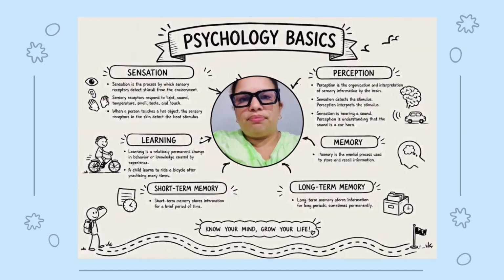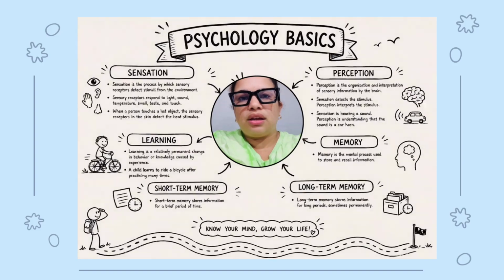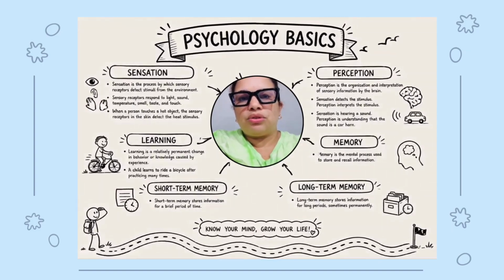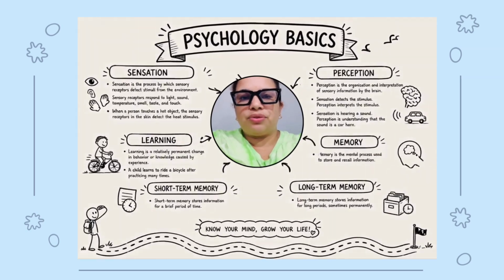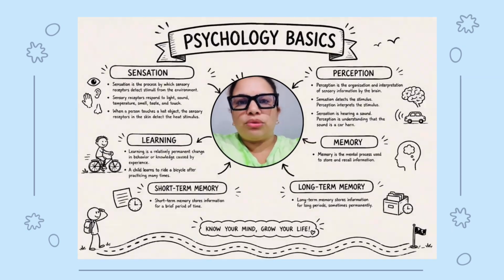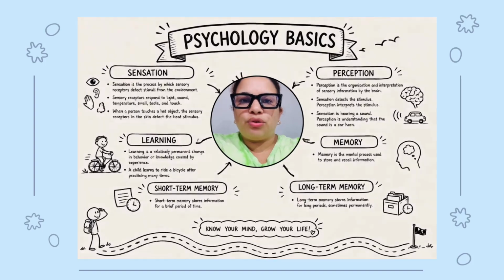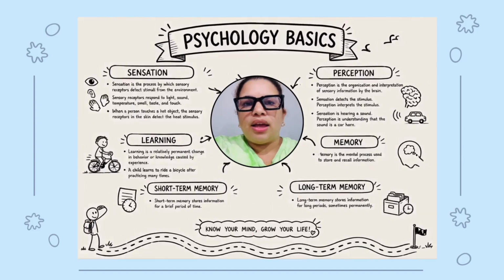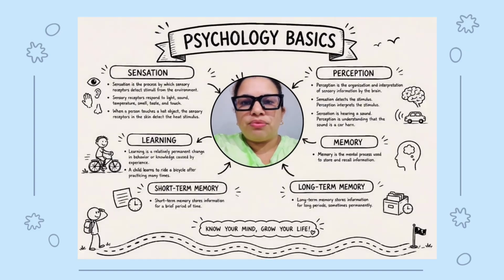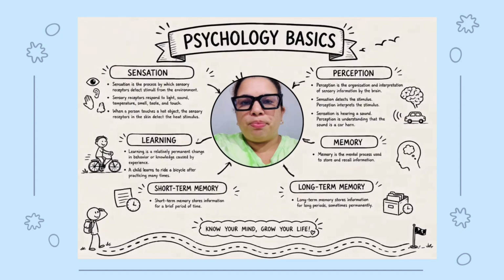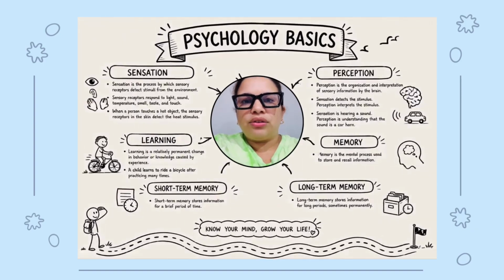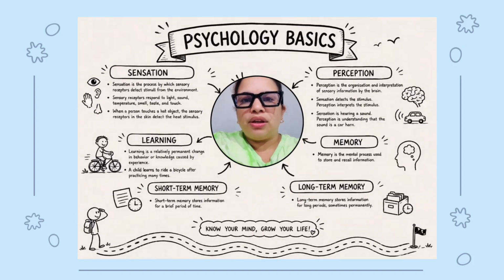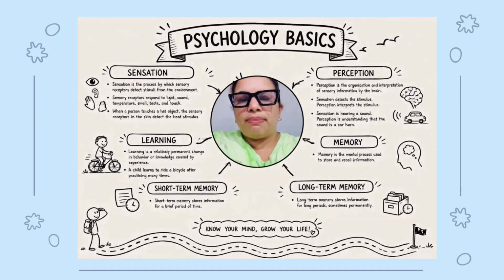Finally, memory. Memory is the mental process used to store and record information. There are two main types of memory. Short-term memory stores information for a brief period of time. Long-term memory stores information for long periods, sometimes permanently.